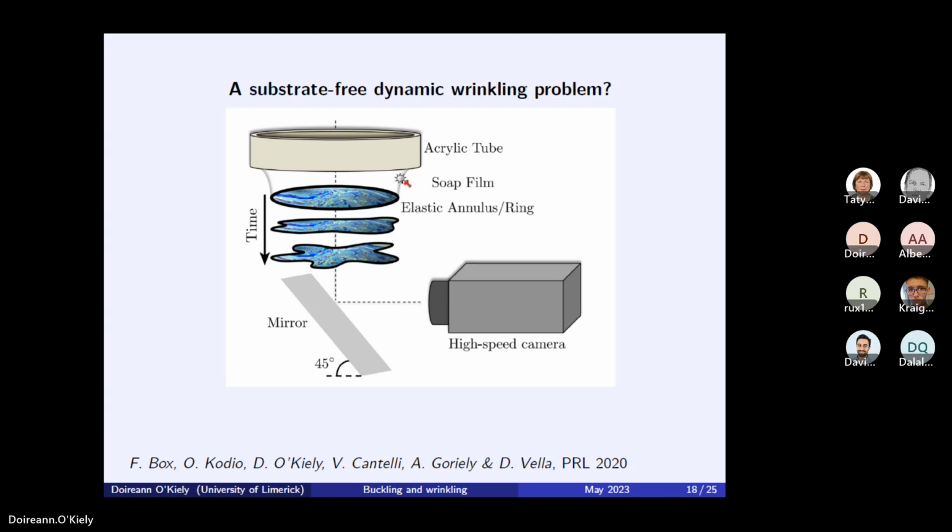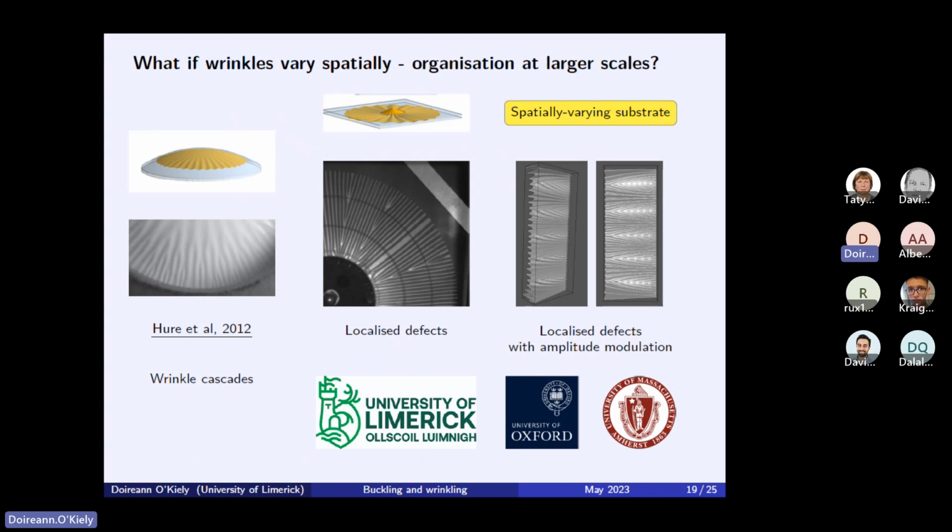And so from a modeling point of view, it's actually quite similar to the last problem, but instead of substrate inertia, now you have the inertia of the sheet itself. Okay, so that's everything to do with varying in time. There's also a question about what if you vary in space. So this is ongoing work with Dominic Oxford and some colleagues at UMass Amherst.